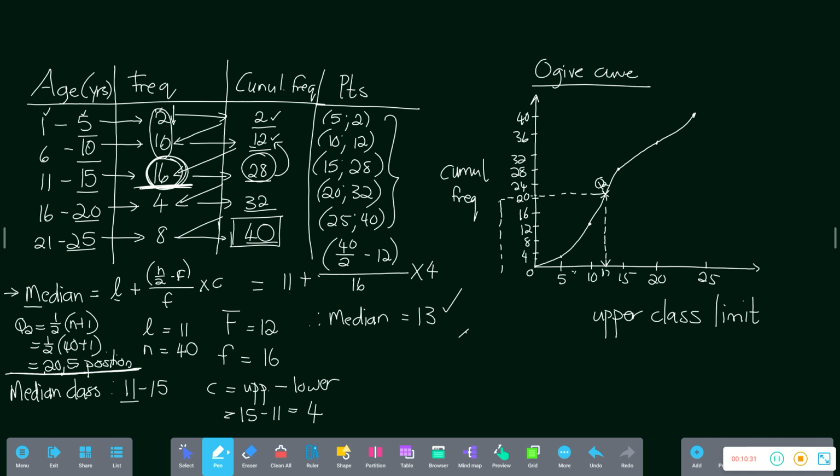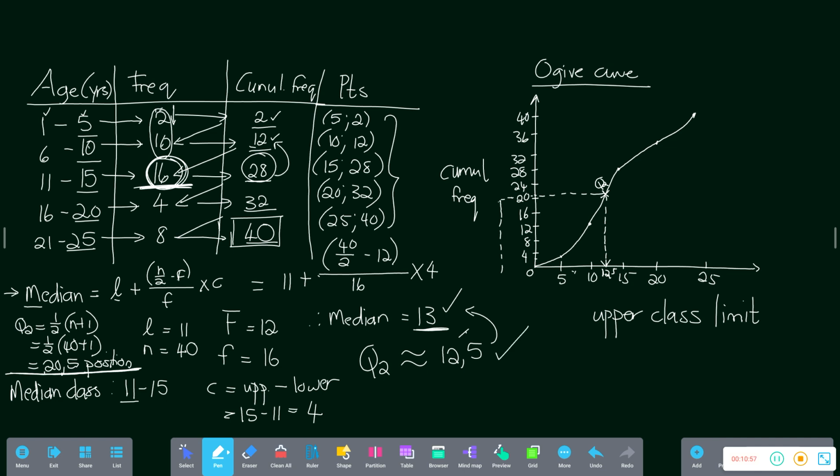So you could get away with saying that Q2 is equal to 12,5, because remember we are estimating. The actual value is 13 from using the formula, but when we are using the Ogive curve, we can safely say it's 12,5 from just reading it there. And because you are quite close to the actual amount, you will get the mark for it.